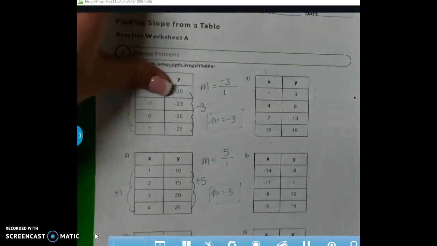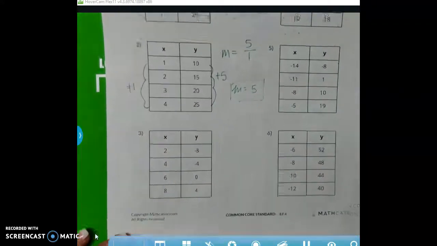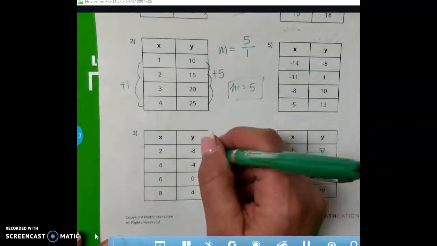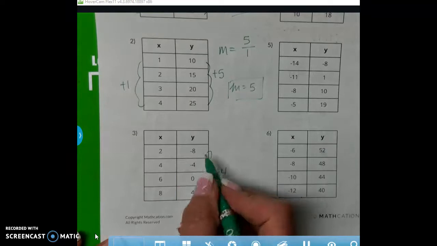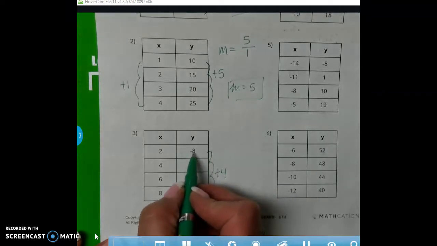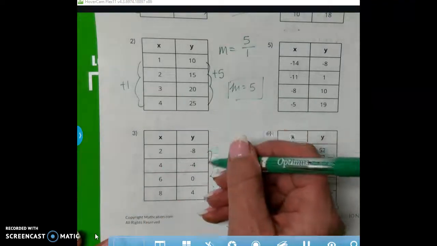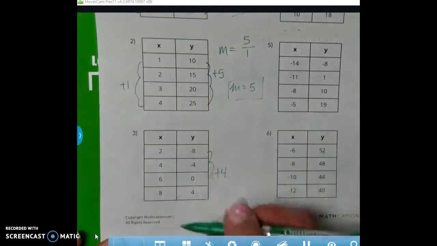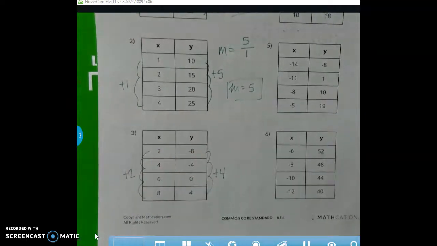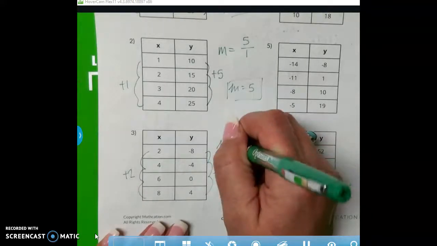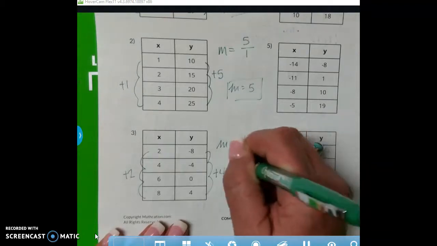Number 3, ooh, some negative numbers here again. Negative 8, negative 4, 0, 4. It is increasing by 4. Again, I'm not setting up the ratios. I'm not going to say negative 8 over 2, negative 4 over 4. No. I'm looking at the change in y and then the change in x. Sometimes they're really straightforward. Look at this, a really nice set of numbers. Just pay attention. 4 over 2 reduces to, yep, m equals 2.